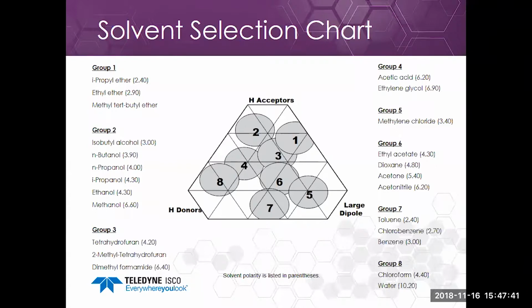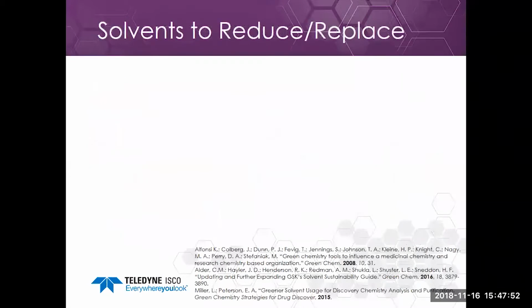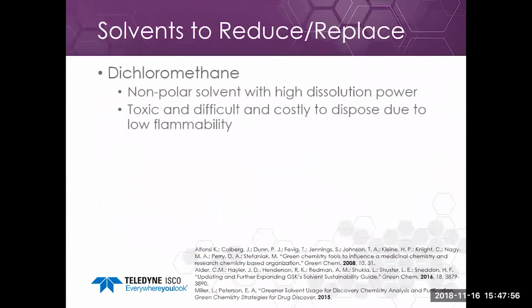You'll see group 5 there is methylene chloride by itself, so making a change from dichloromethane isn't as obvious. But we'll discuss some research that's been done to help reduce the use of dichloromethane and alternatives for it. We're going to be discussing how to reduce or replace dichloromethane.